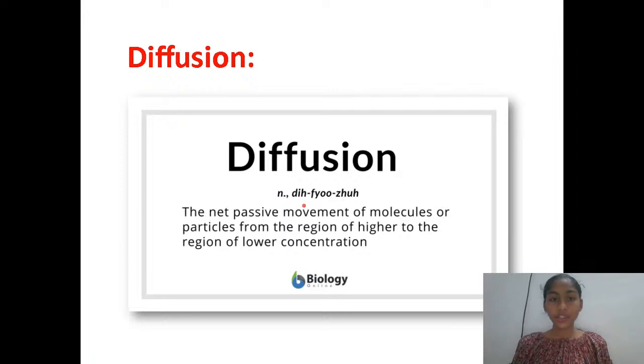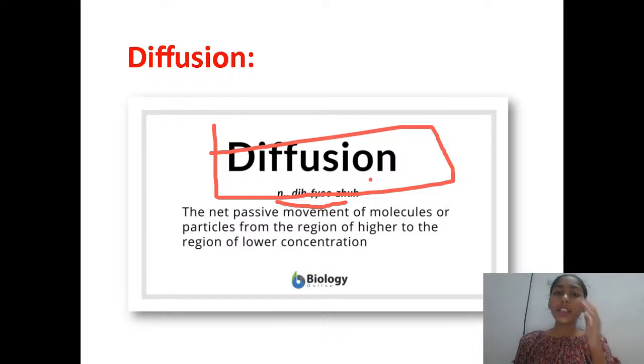Diffusion. What is diffusion? It is pronounced like this: diffusion. Very easy. The net passive movement of molecules or particles from the region of higher concentration to the region of lower concentration is called diffusion. Diffusion in chemistry is different and in biology is different, but both have the same meaning.